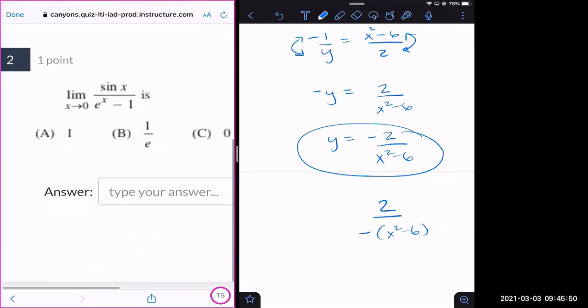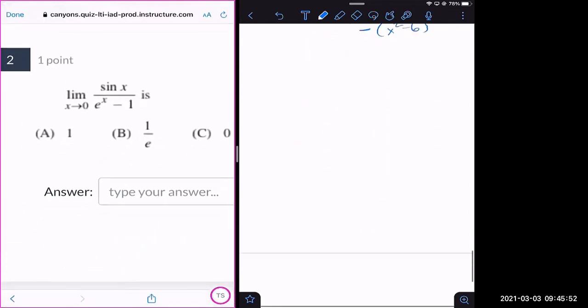I heard a lot of good conversations about this. What happened here? What rule did you do? L'Hopital's. You plug in 0, you get 0/0. So the derivative of sine is cosine. Derivative of the denominator, you take the limit of this, you get 1/1. So the answer is A.